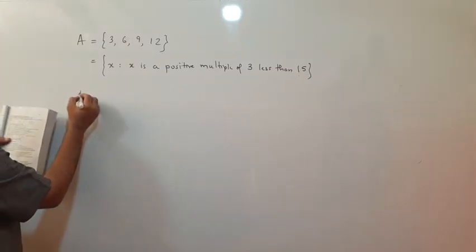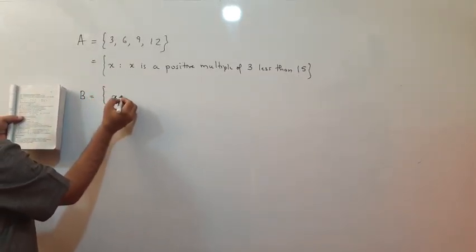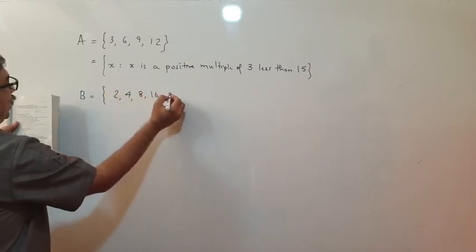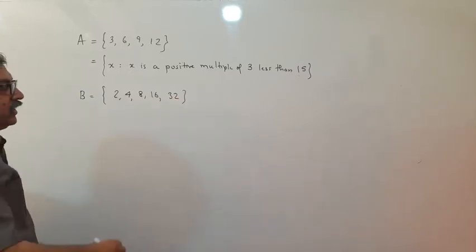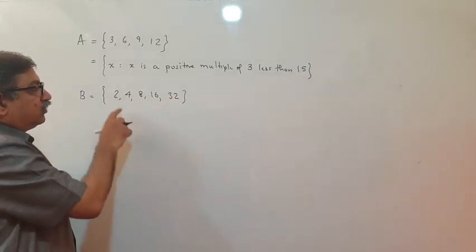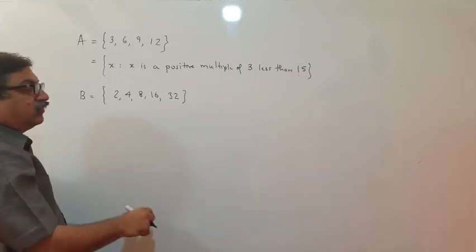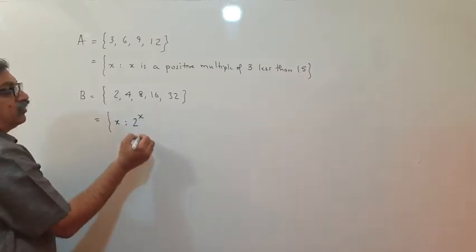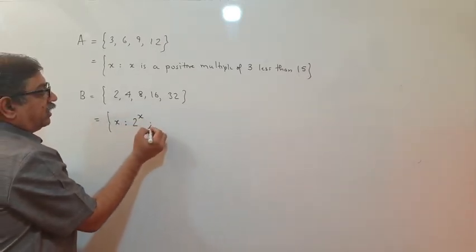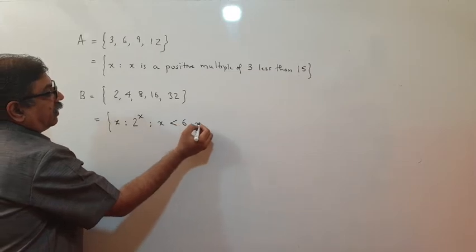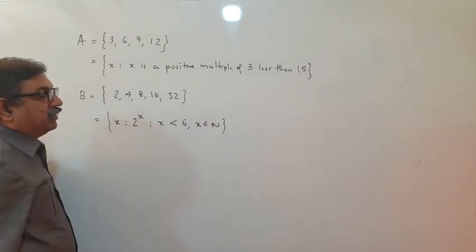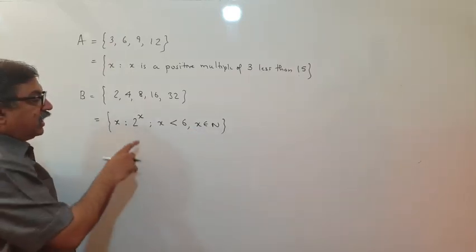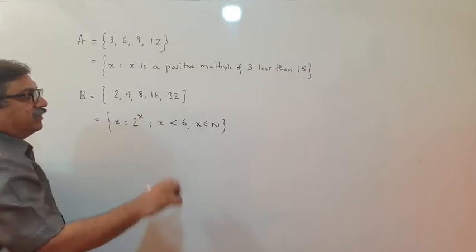Then I have a set B, with elements 2, 4, 8, 16 and 32. I can see these are all powers of 2: 2 raised to 1, 2 raised to 2, 2 raised to 3, 2 raised to 4, 2 raised to 5. So I write it as x such that 2 raised to x, and x should be less than 6 and x is a natural number. So x will be only 1, 2, 3, 4, 5. I will put 1, 2, 3, 4, 5 here, I will get these elements.